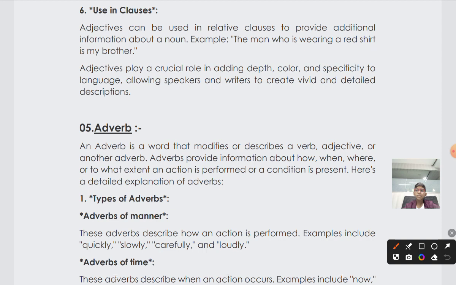So next comes the adverb. An adverb is a word that modifies or describes a verb, adjective, or another adverb. Adverbs provide information about how, when, where, or to what extent an action is performed or a condition is present. So now we're going to look at the detailed explanation of adverbs.